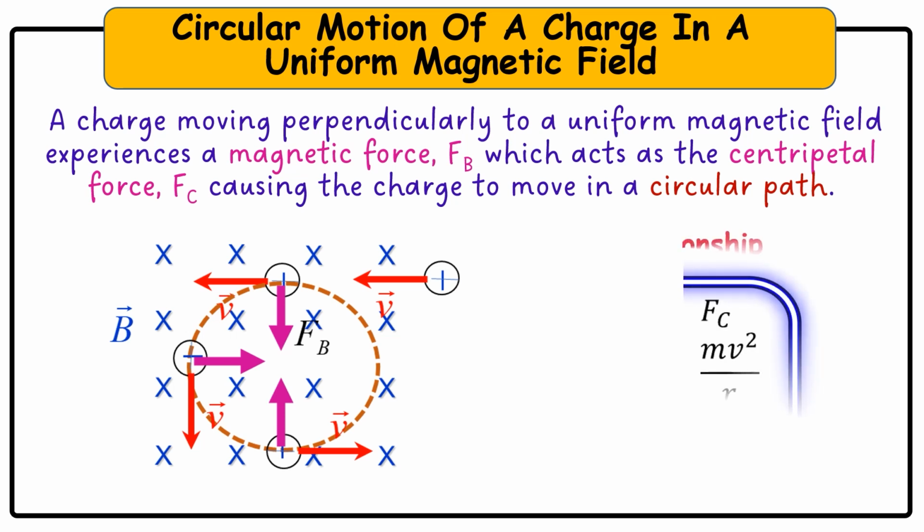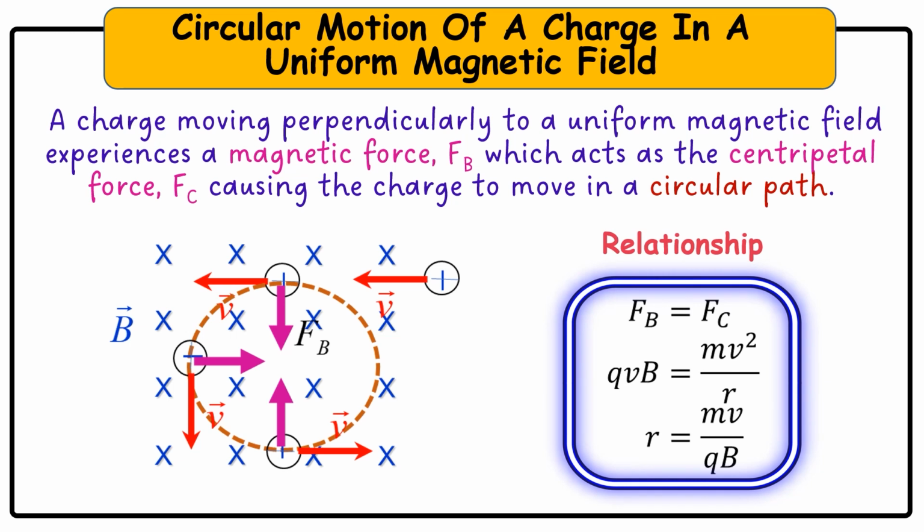We will get the relationship between the magnetic force and the centripetal force, which is Fb is equal to Fc, and r is equal to m v over q B.